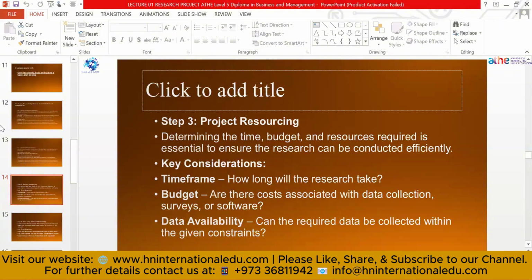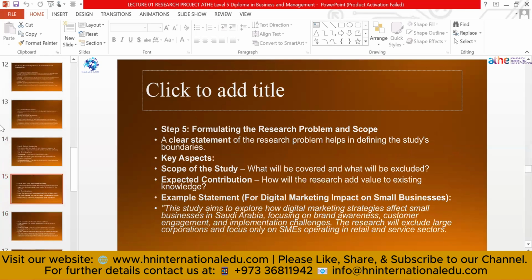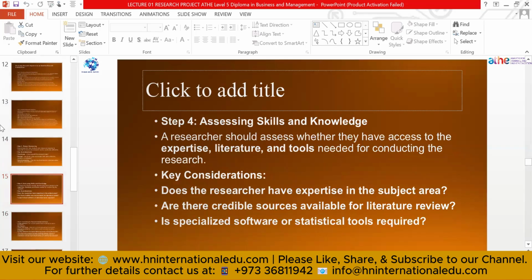Data availability. Can the required data be collected within the given constraint? That is whatsoever the objectives you have highlighted. And step number two, will you be able to achieve it or not? That's also an important question. Okay. Then comes step number four, assessing skills and knowledge. A researcher should assess whether they have access to the expertise, literature, and tools needed for conducting the research.